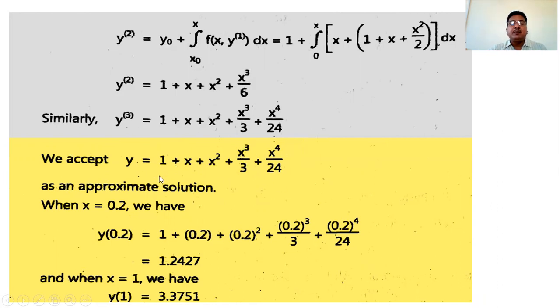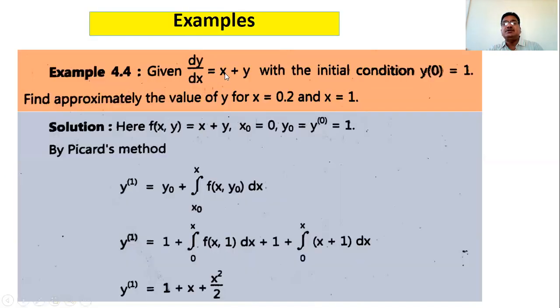So after some steps, after the third or fourth iteration, we accept that answer as the final answer of the problem. Obviously this is an approximate answer, so we accept y equal to this quantity as an approximate solution of the given differential equation. This is the general solution of this differential equation.